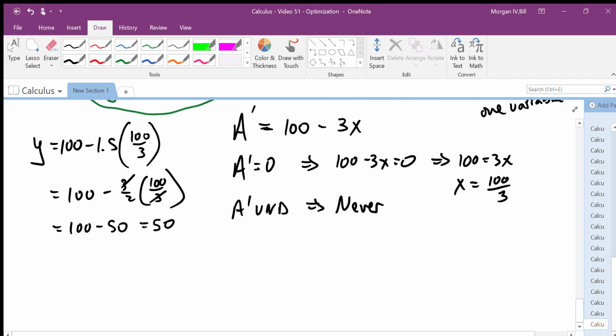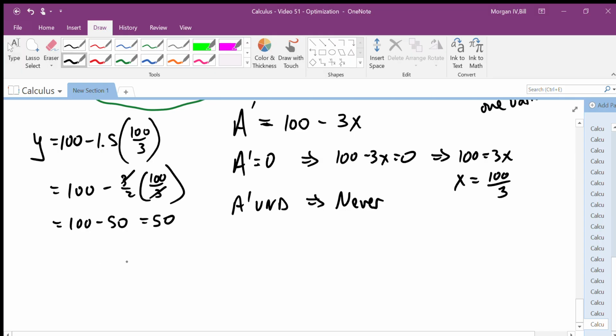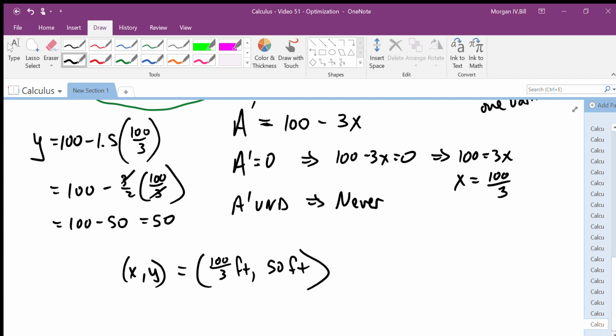So here's what my dimensions are for my relative extrema. I get an x, y value of 100 over 3, or 33.33 repeating, for my x value, and a y value of 50. And those are in feet. I should probably go ahead and use the dimensions there, 100 over 3 feet and 50 feet. Okay, so those are my relative extrema. And what we want to see is the maximum area. But before we get there, let's talk about endpoints.